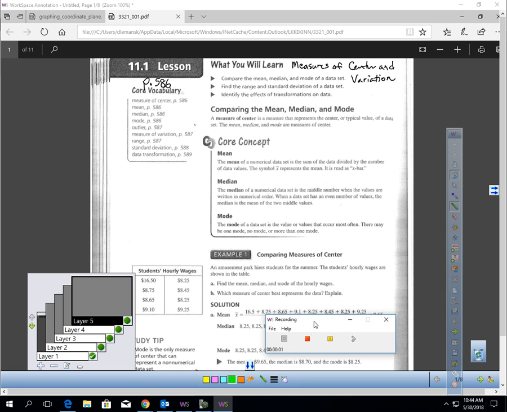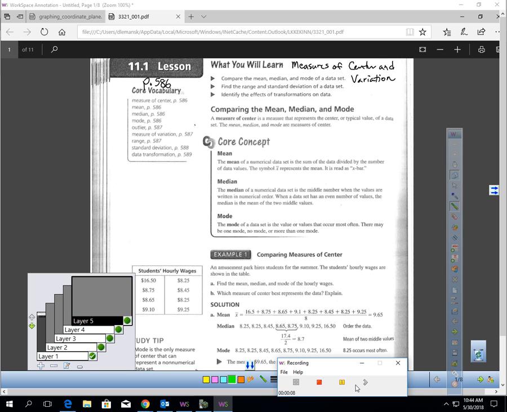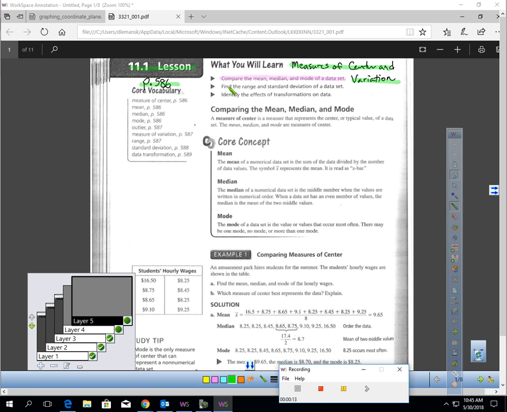Lesson 11.1, page 586, statistical measures of center and variation. In this lesson, you will learn how to compare the mean, median, and mode of a data set. You'll learn how to find the range and standard deviation of a data set, and you'll also learn how to identify the effects of transformations on data.